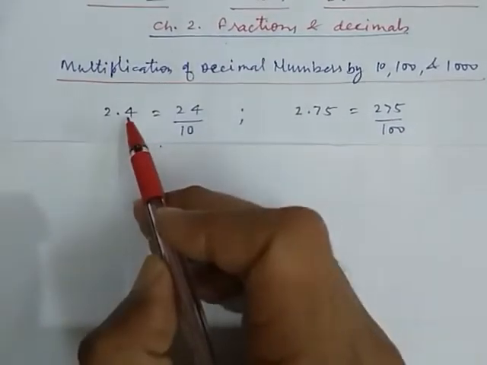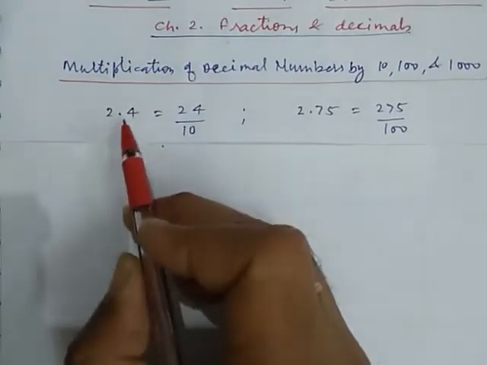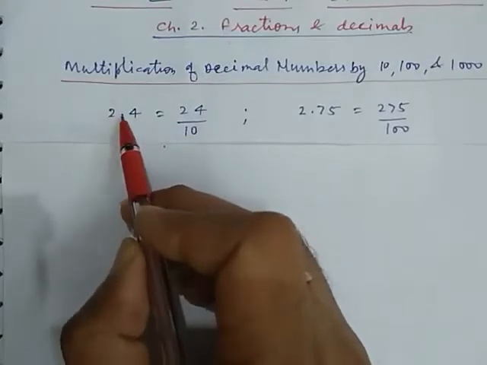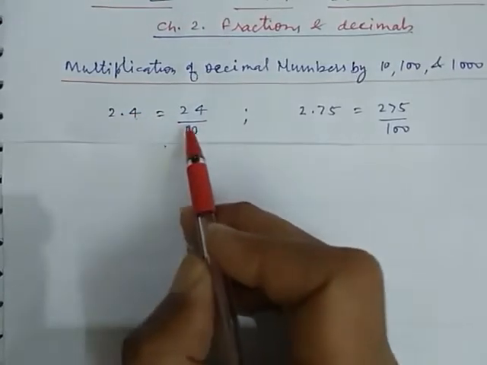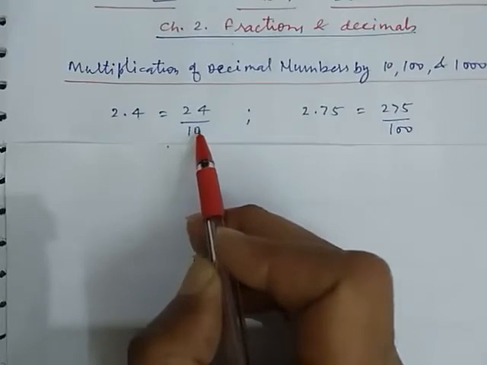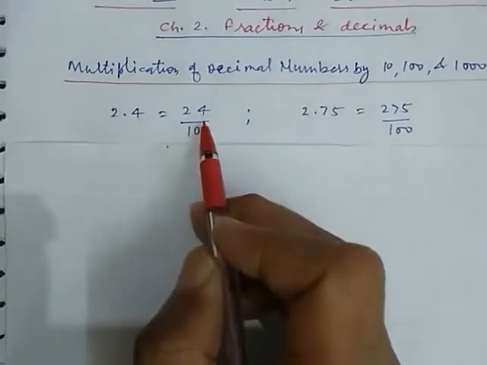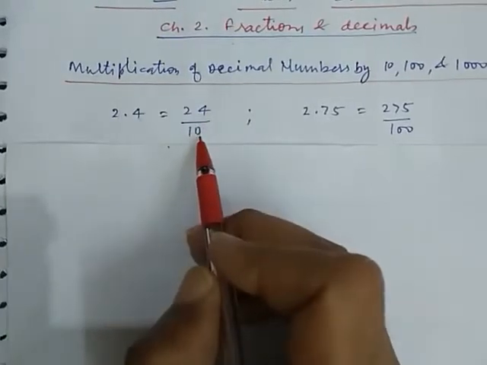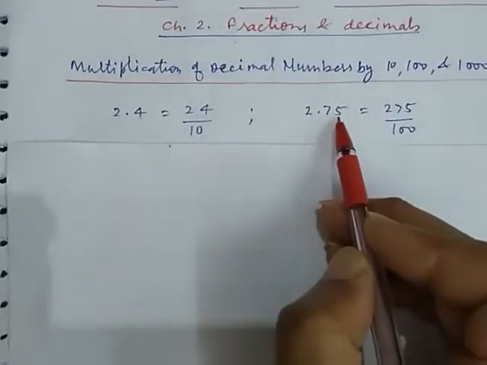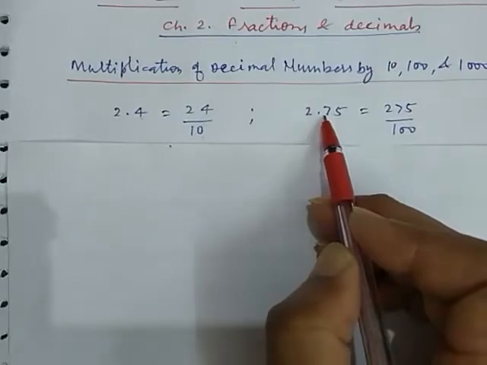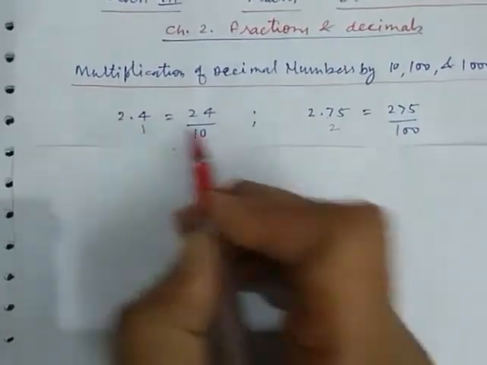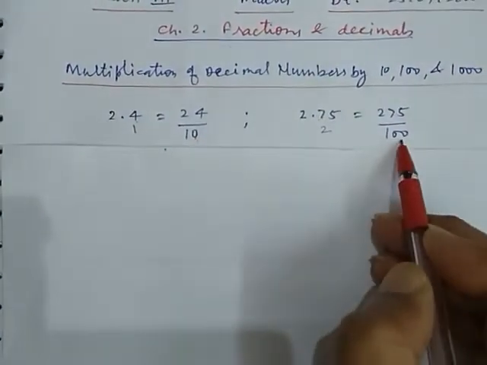How? We just count the digits after the decimal. Here one digit, so we put 1 and just put 10 in the denominator. This way we can convert this into a fraction. Here we count the digits, here two digits, here one digit, so we put 10, here we put 100.